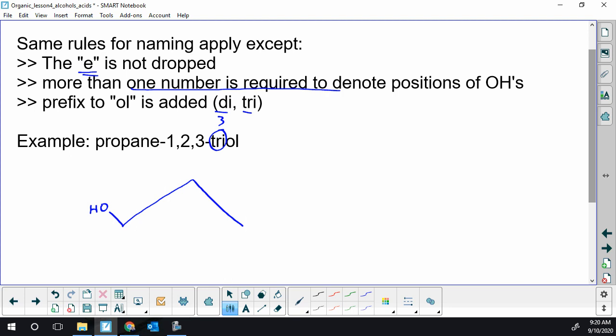Please make sure you don't do this. The H doesn't connect to the chain. It's the O that connects. So that is not correct. It's the O that connects to the chain, then the H. Something, if you're in a rush, it's easy to do, but it's a bad habit. OH, and then OH. My 1, my 2, my 3.